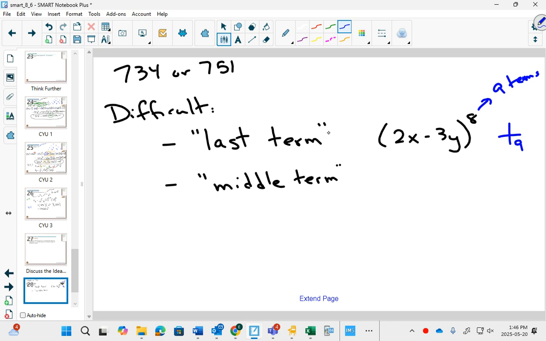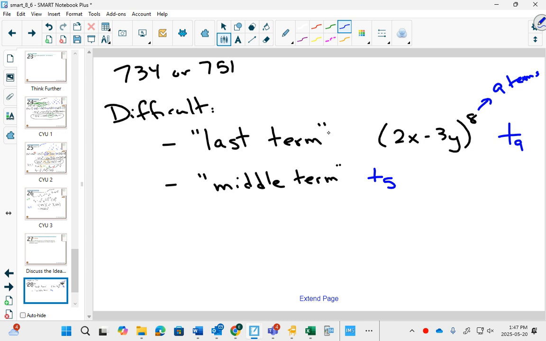Can you see that this 5th one right here is right in the middle? 4 on this side, 4 on this side, 5th one is in the middle. How can we do some math to do that even easier? So this one, for this example, would be term 5.